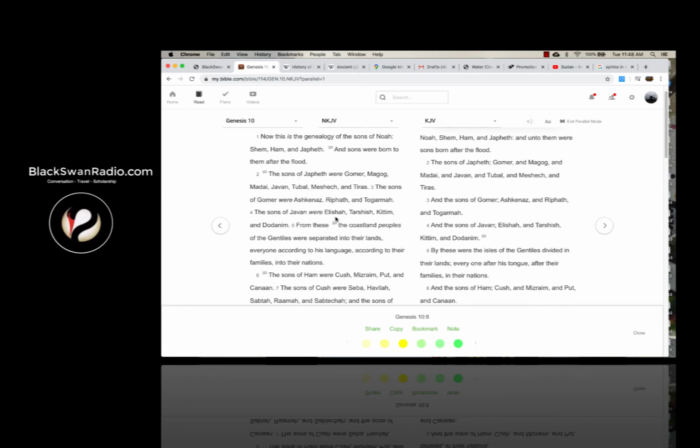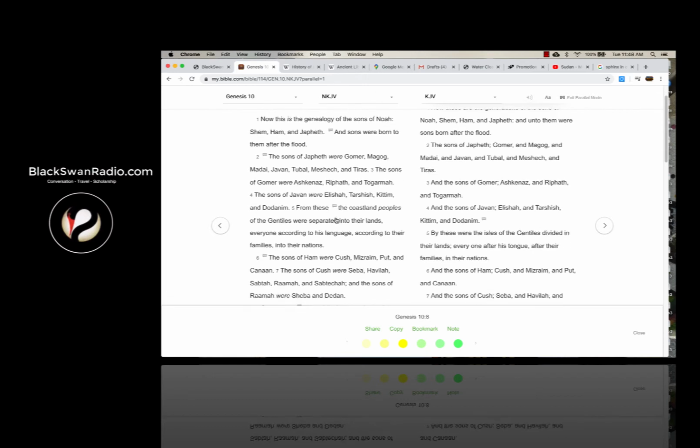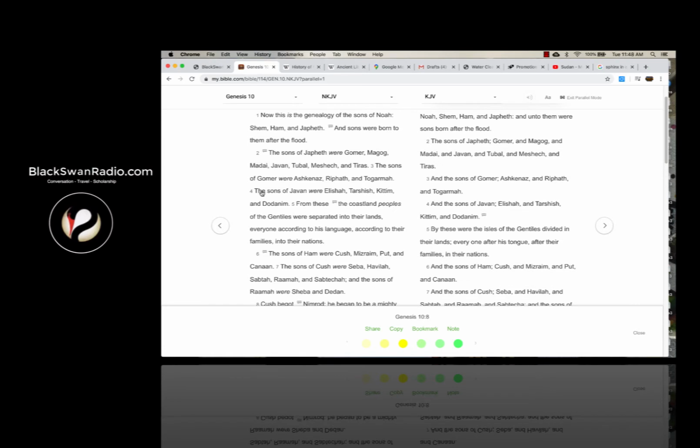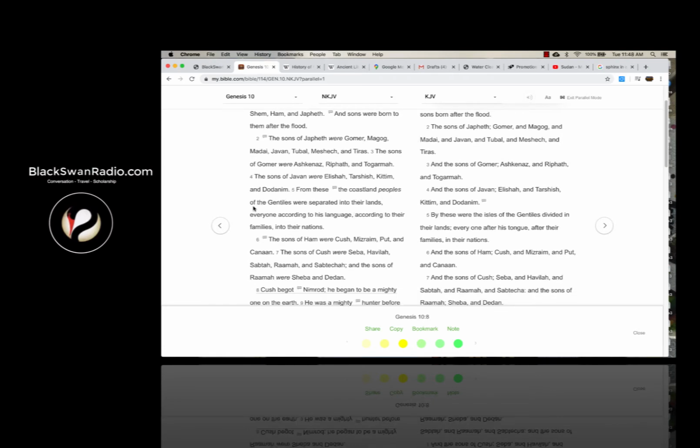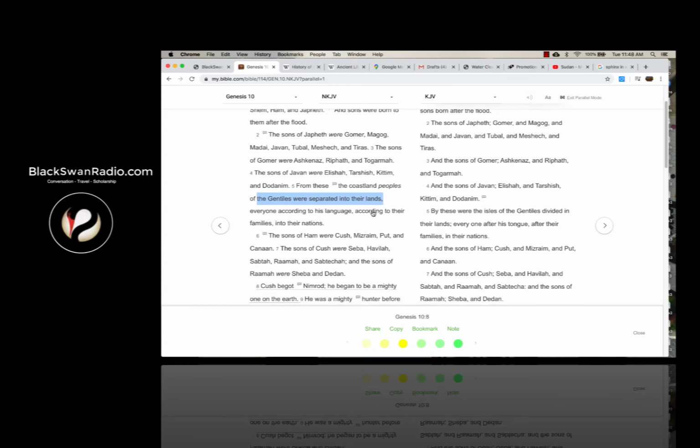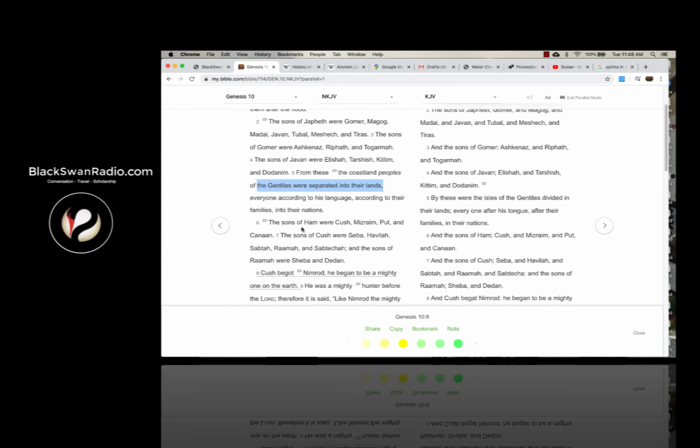It is going to go through the sons of Japheth. And I'm not saying these are not important, but we're doing the Africanist perspective. The sons and their grandsons, the coastline peoples, called the Gentiles, were separated in their lands, everyone according to his language, according to their families and their nations. The sons of Ham were Cush.